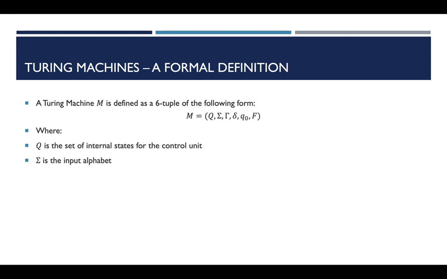Then we have sigma, which is the input alphabet. This is the same concept of an alphabet that we've used throughout the class, and we're using the very familiar symbology to represent it. Gamma is the tape alphabet. If you remember the lecture about push-down automata, it's the exact same concept. We have a tape alphabet and an input alphabet, and all of the things that can be represented on the tape don't necessarily appear in the input alphabet, and we're going to talk about that in detail in just a moment.